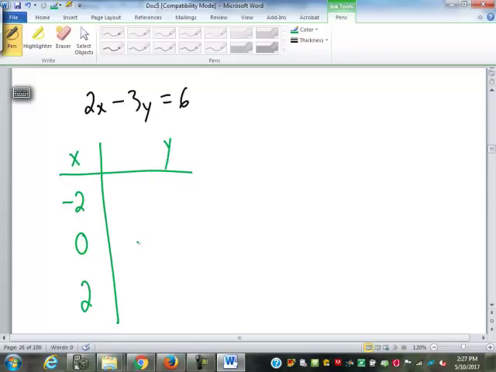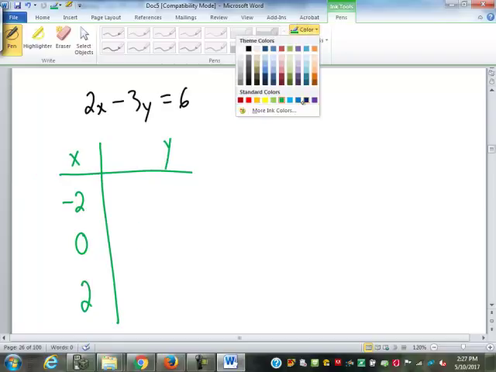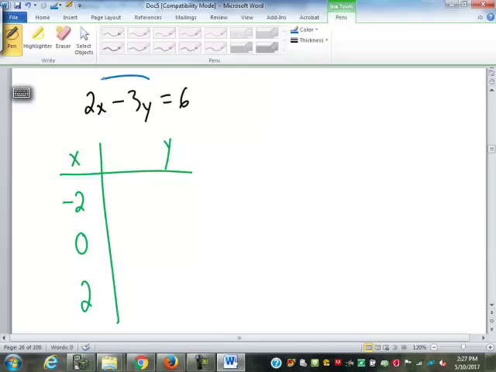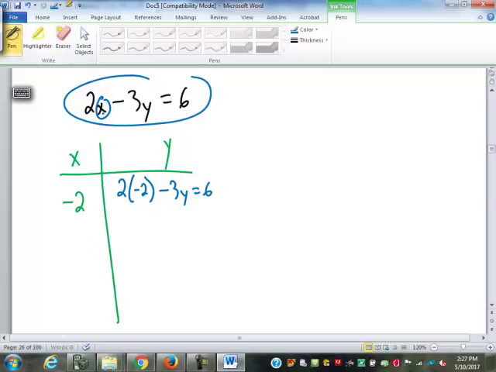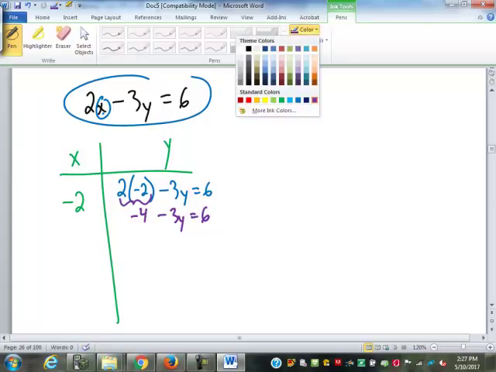We need to find y. Well, if x is -2, what I'm going to do is replace x in this equation with -2 and figure out what y has to be. So 2 times x becomes 2 times -2 minus 3y equals 6. I'm going to make more room by getting those out of the way right now. I have to solve for y. So 2 times -2 is -4. So -4 minus 3y equals 6.